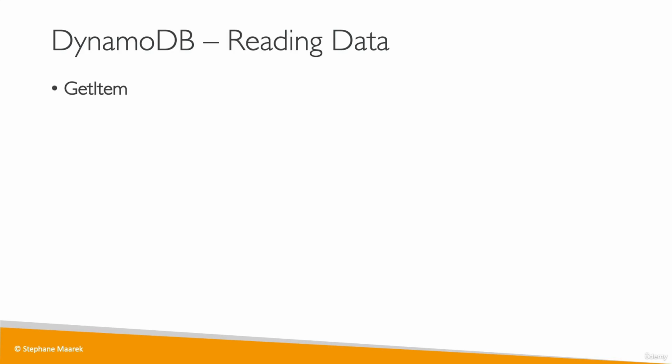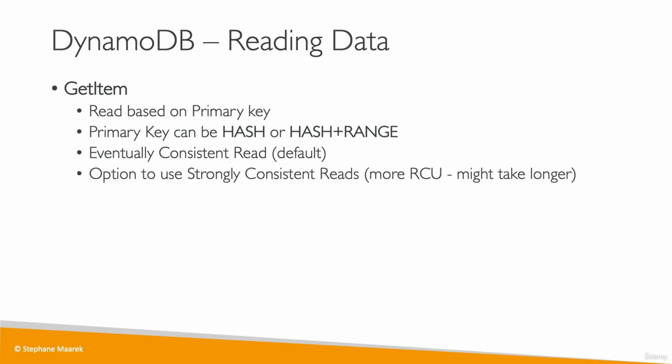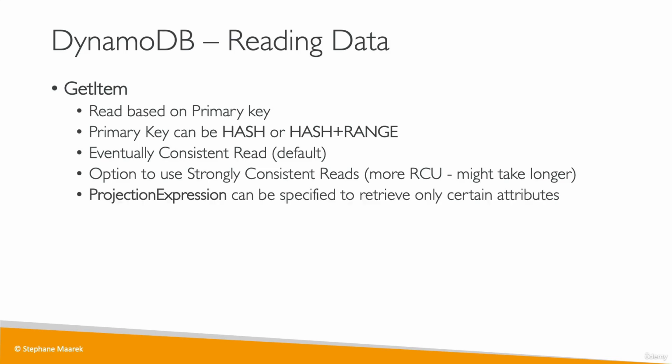To read data, we have GetItem, and GetItem is very simple and easy to understand. You read based on the primary key, and the primary key again can be a hash or a hash plus range, so you have the two options. And you get two modes to read from: the eventually consistent read mode, or the strongly consistent read mode, but you need to specify it. It will take more RCU and there may be a little bit more latency.